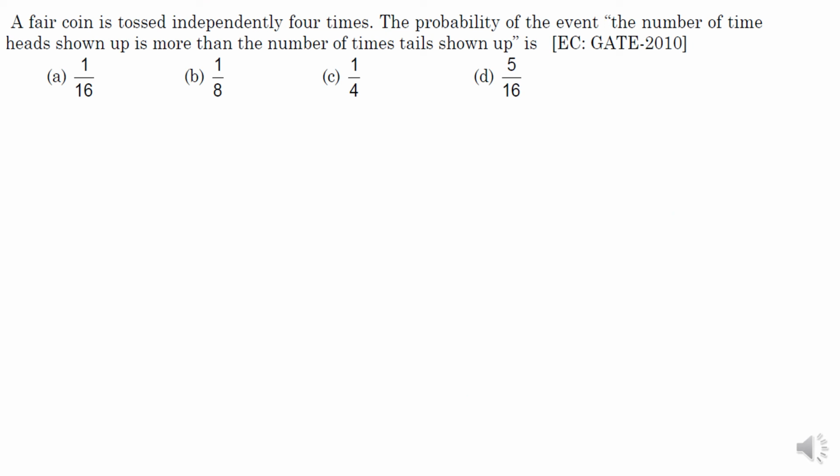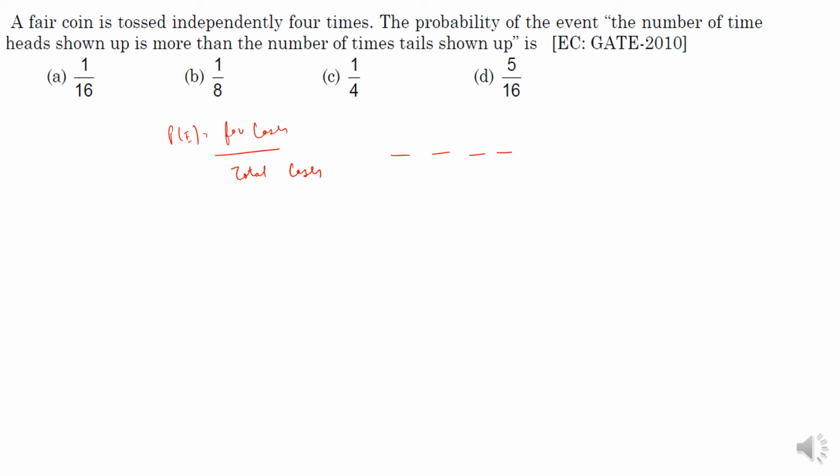This question is about sample space. A fair coin is tossed independently 4 times. We want the probability of the event that the number of times heads shows up is more than the number of times tails shows up. Now see, the probability of an event E is given by favorable cases by total cases.